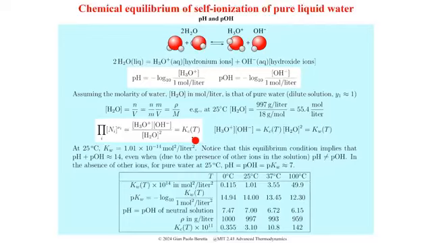Now, in this business, therefore, you need to compute the concentration of pure water, and that's defined by how many molecules you have per liter. You can write it as the density over the molecular weight. For example, at 25 degrees C, the density is 997 grams per liter, the molecular weight is 18 grams per mole, and so that concentration is 55.3 moles per liter. You need it squared.